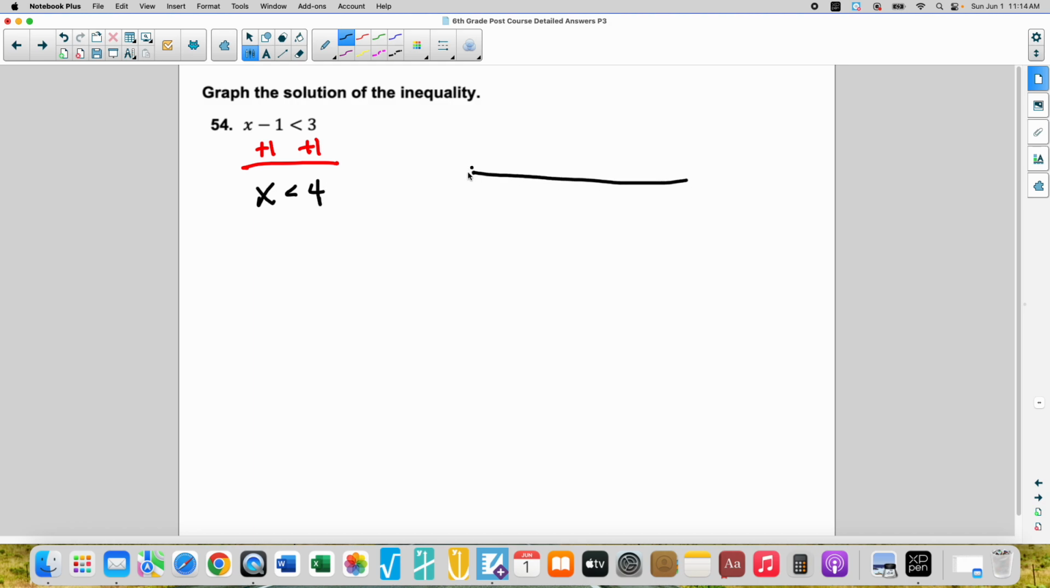So I'm going to graph that on a number line. I don't make you do the dashes. I just want you to put 0. You must put 0 and you must put your solution.